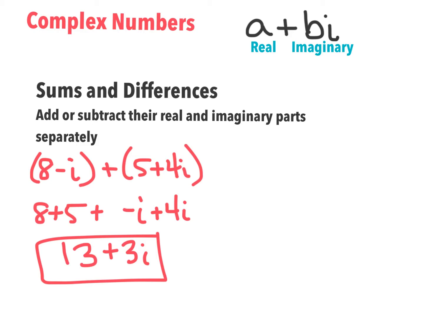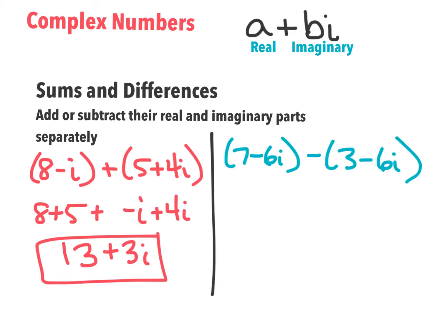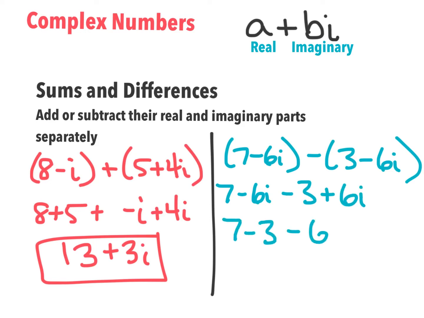The only thing that you need to be careful of is whenever you're subtracting, like take this example. 7 minus 6i minus the whole quantity, 3 minus 6i. You need to remember that you're subtracting this entire quantity, so you can go ahead and distribute out that negative if you'd like. So that'd be negative 3 plus 6i. So we have 7 minus 3 minus 6i plus 6i. These cancel each other, and you're left with 4.